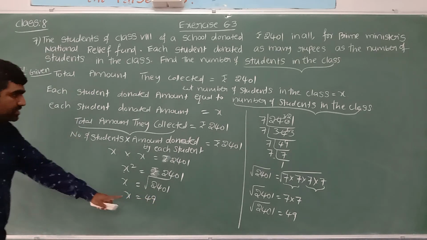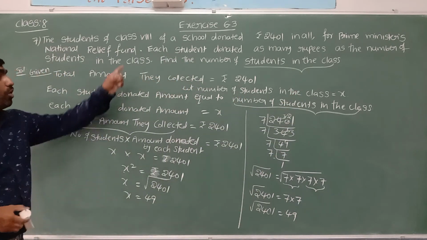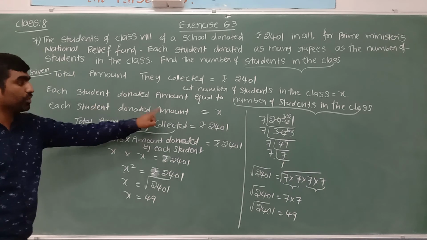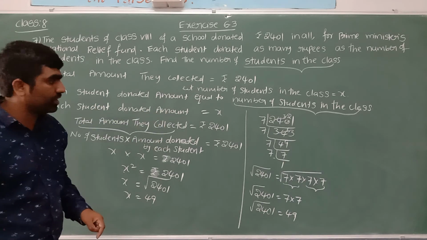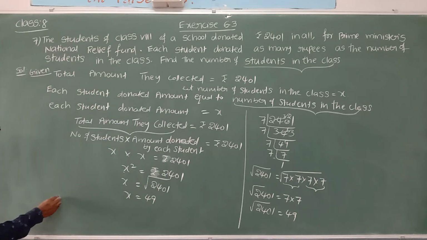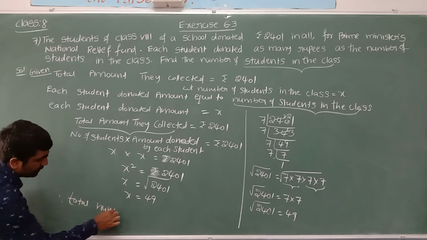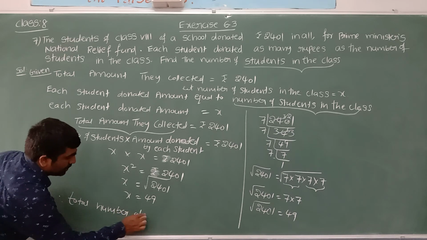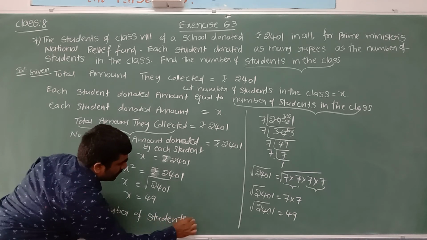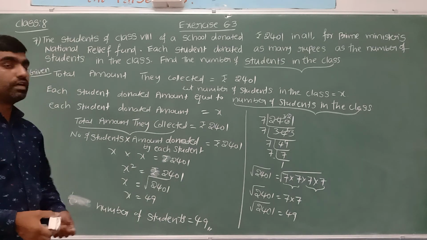What is meant by x actually? We took x as the number of students in the class. So in that 8th class, how many students are there? 49 students are there, and each student's donated amount is also 49 rupees. 49 into 49 will give us this total amount. So therefore, the number of students is equal to 49. So this is one of the applications based on the square root.